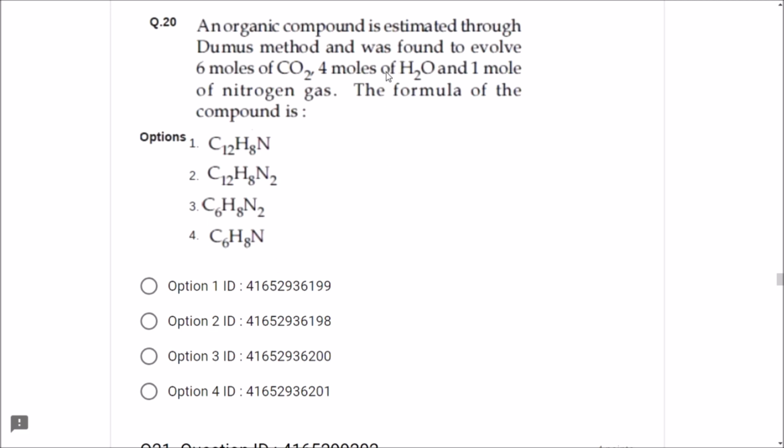Next, 4 moles of water, 2 into 4, 8, H8. That option must have C6, H8. Next, 1 mole of nitrogen gas. What is the formula of nitrogen gas? Nitrogen gas is N2, 1 mole. It is showing N2. So the correct option is 3, students.